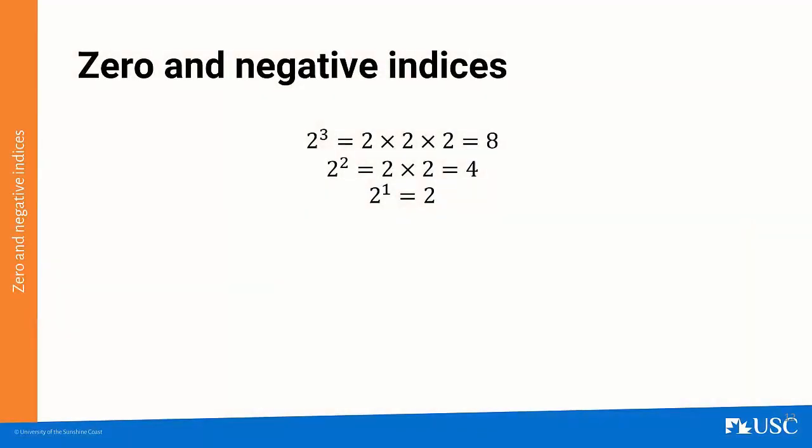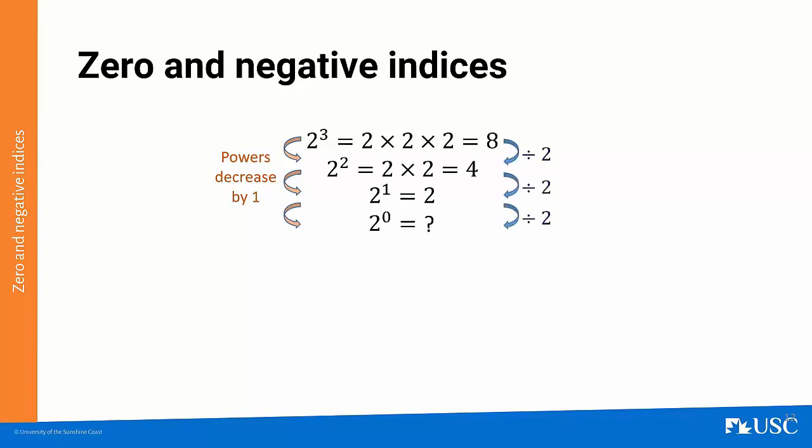We'll use this pattern to give meaning to zero and negative indices. We can see that the powers on the left-hand side are decreasing by 1 as we go down that list. So the next one will be 2 to the power of 0. And on the right-hand side, we're dividing by 2 as we go down that list. So 2 to the power of 0 will equal 1, that is 2 divided by 2.